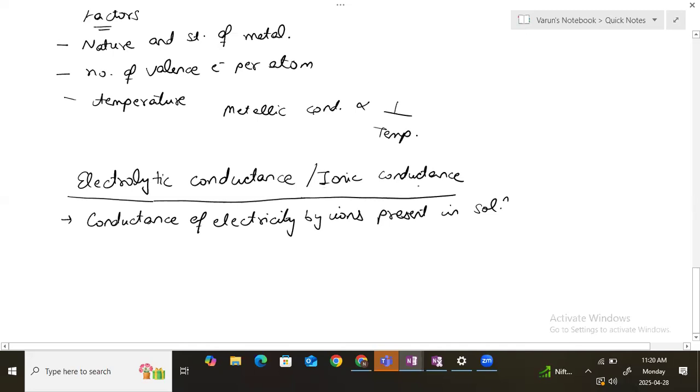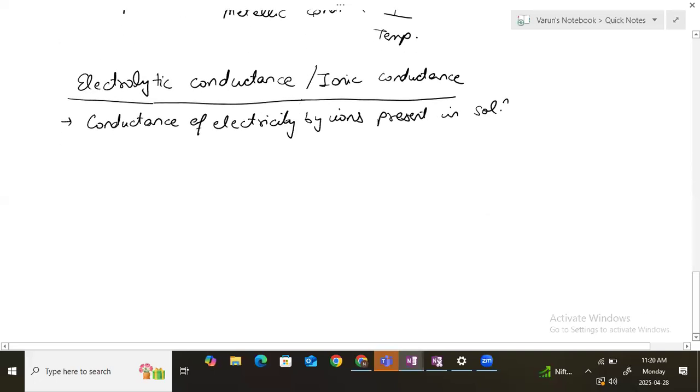Clear? So basically what happens with electrolytic conductance is that it is somewhere related to electricity. If I have a circuit, like I have a beaker in which I have placed water, what's the tendency of water? That it will dissociate into H positive and OH minus. Means the ions are present. Correct?